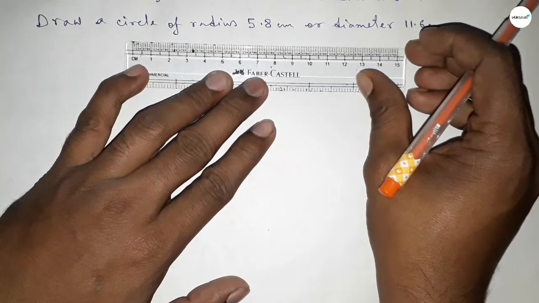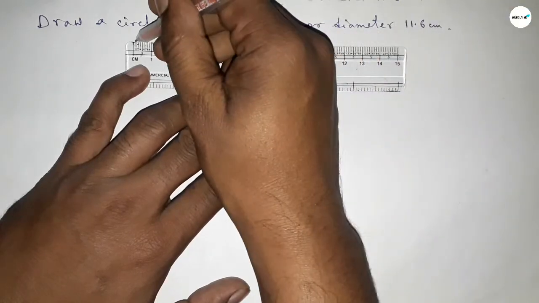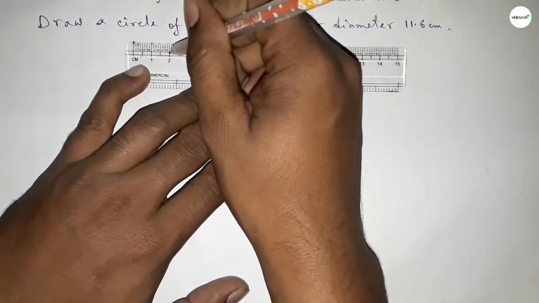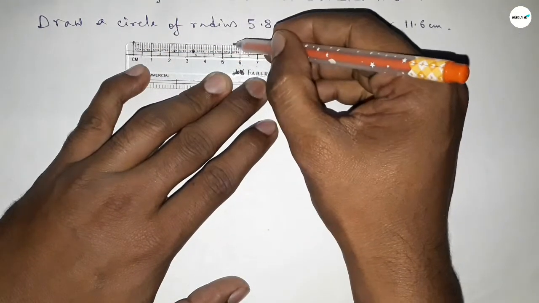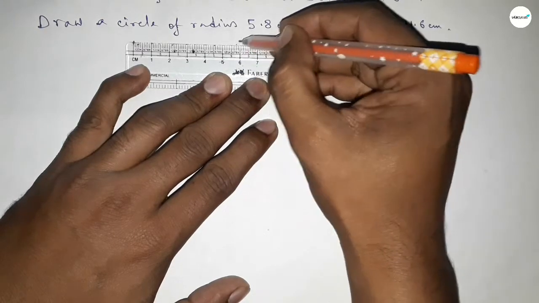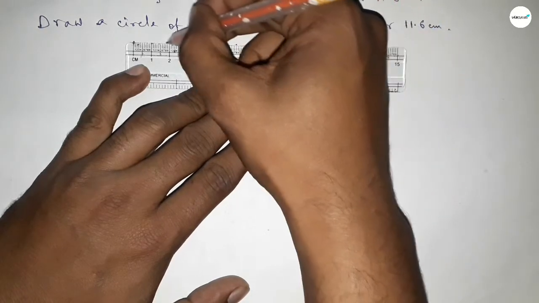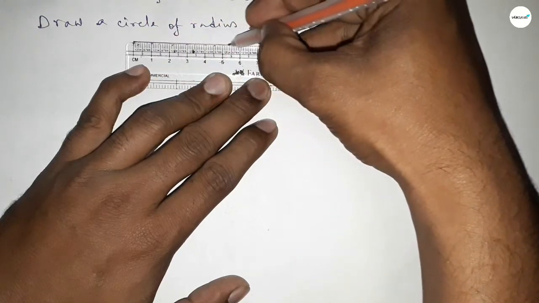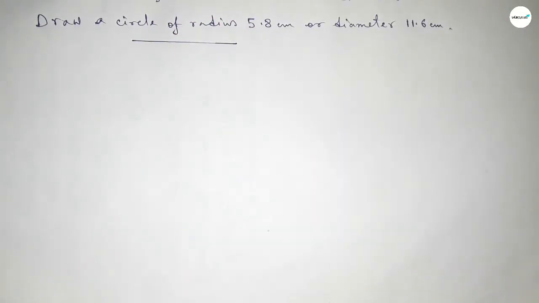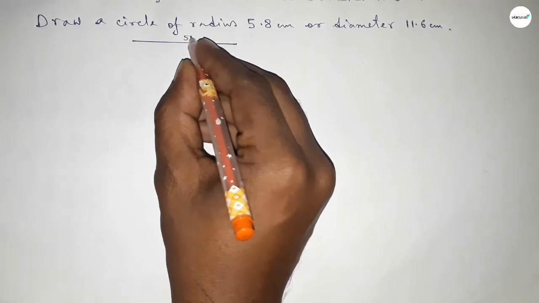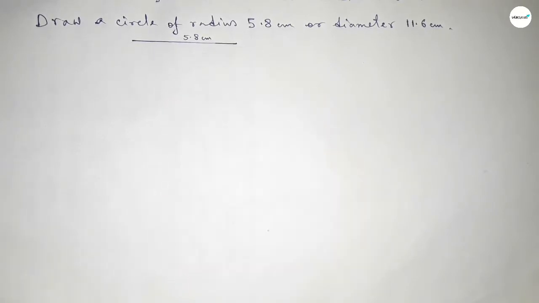First of all, we have to draw here the radius 5.8 centimeter. So starting from 0, 1, 2, 3, 4, 5, 5.5, 6, 7, 8. So this is 5.8 centimeter. And we know that the radius of a circle is half of the diameter of the circle. So this is 5.8 centimeter.